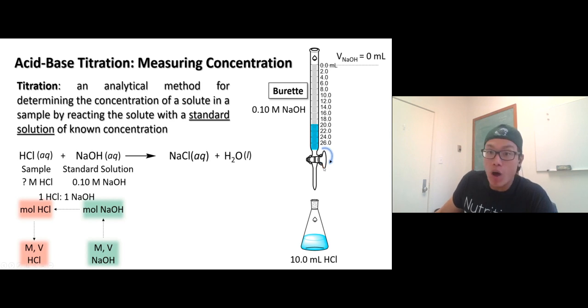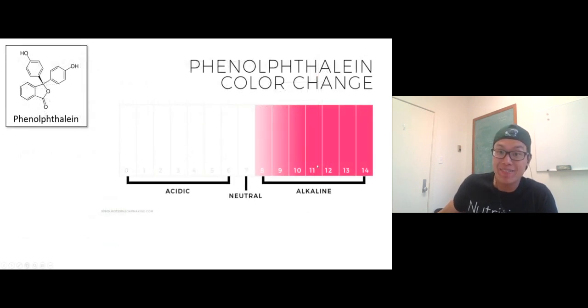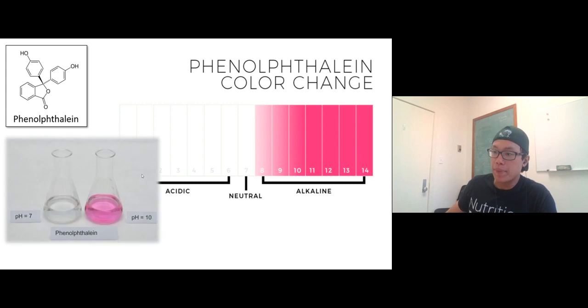The question is, how do we know when to stop the reaction? When to not use any more sodium hydroxide? We have to use an indicator. In this case, we're going to use phenolphthalein because the color is really different between the acidic zone and the basic zone. It changes color around pH 7 to 8, which tells you where the acidic solution changes to the basic solution. At pH 10, you see the color change right away.